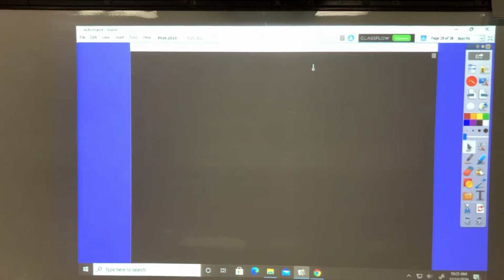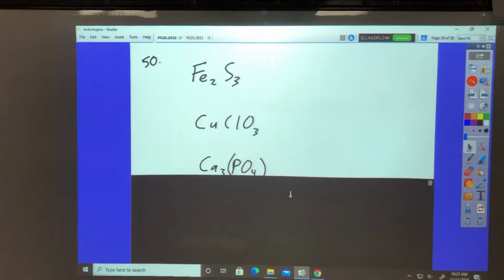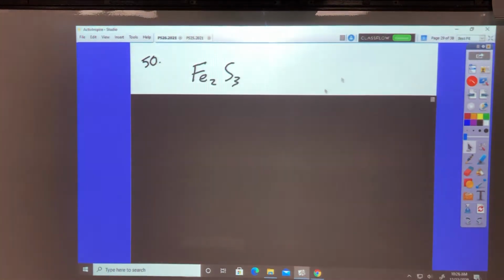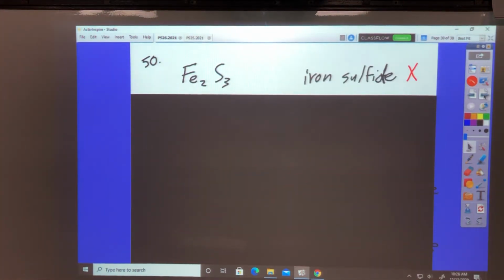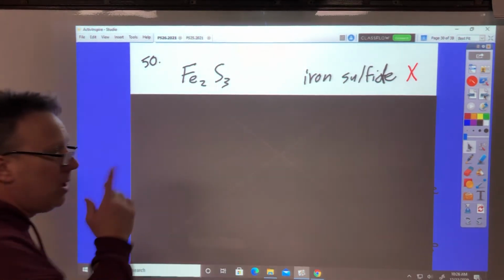50, write the chemical names for Fe2S3. Got 2 names. Fe2S3. Iron sulfide, except that's not quite right. We'll come back to that. Why?